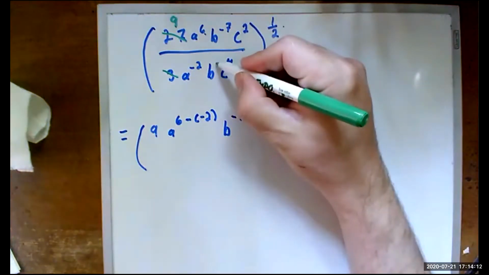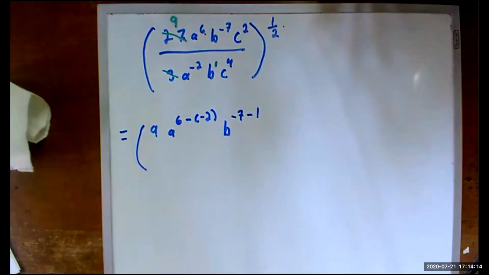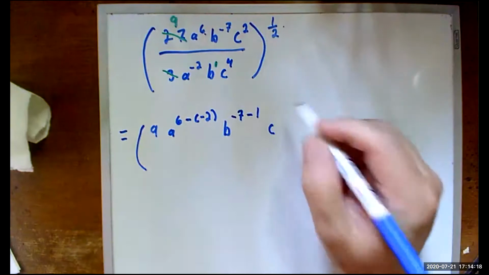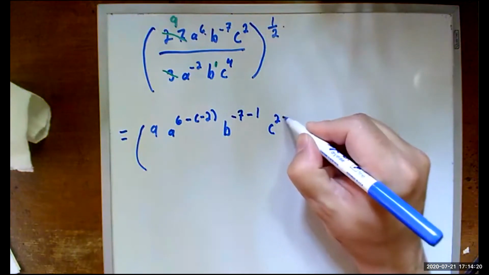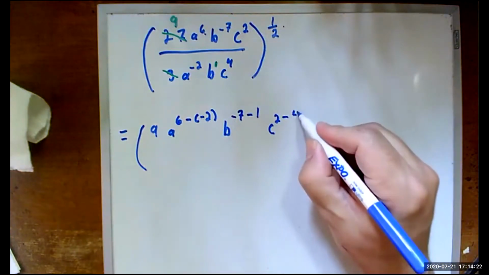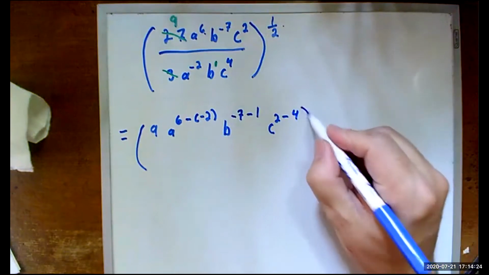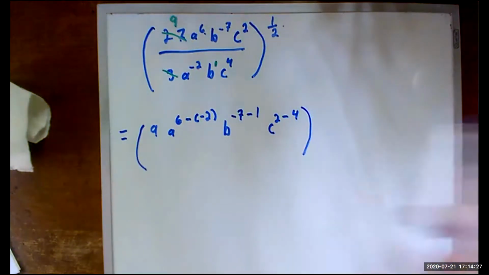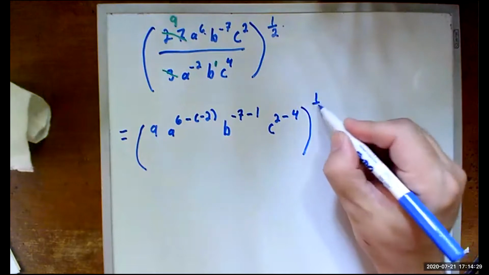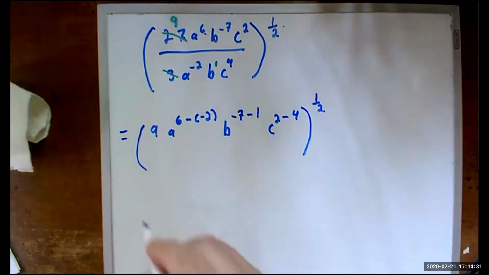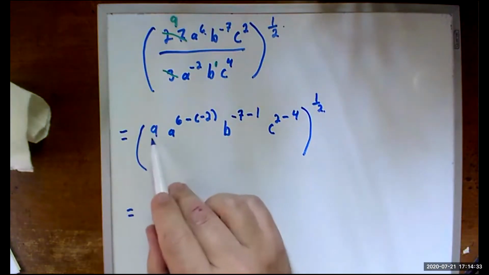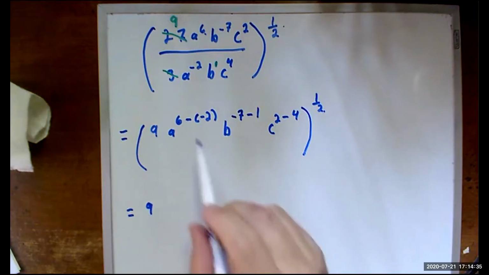Just to be clear, that 1 comes from the implied exponent on the b. And then finally, I'm going to take c to the power of 2 minus 4. And now I have nothing left on the bottoms. We're fine, and that 1/2 comes for the ride. Now we can simplify everything inside here. The 9 stays as it is.